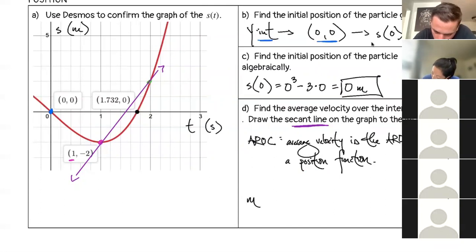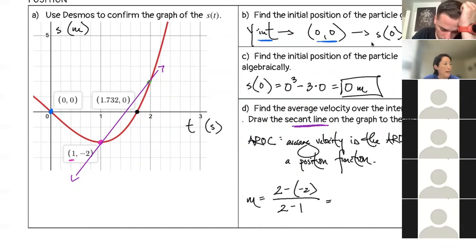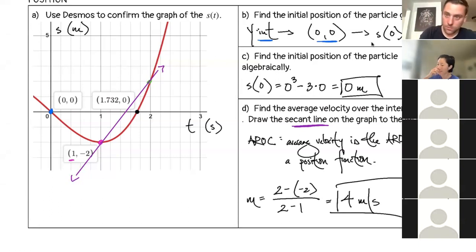And so we'll get slope equals, let's see, 2 minus -2 over 2 minus 1. And that gives us a slope of 4. And what units would I use for the average velocity? Good, meters per second. And that is our average velocity, okay?